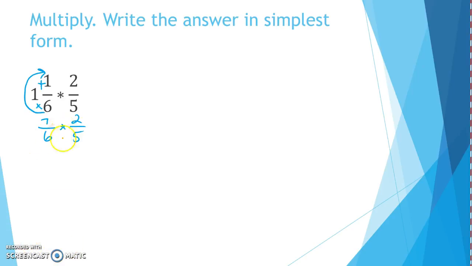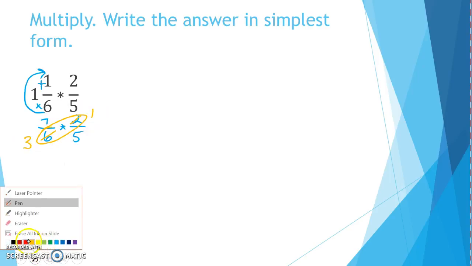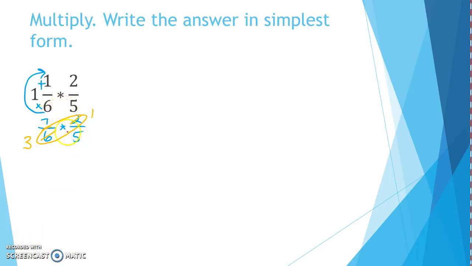So now we get to look and see if we can cross cancel, and 6 and 2 we can. We can divide them both by 2. And then again, our last step, once we've checked to see, since we can't cross cancel 7 and 5, we multiply straight across, and we get 7/15.